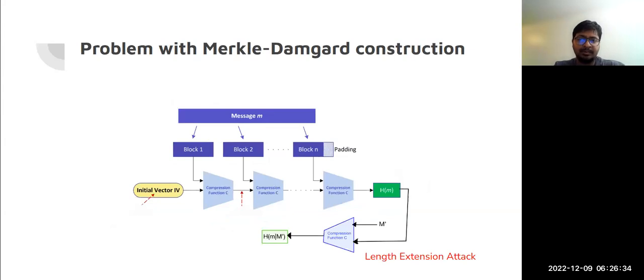So what is the problem with the Merkle-Damgard construction? The problem with this architecture is that an attacker can use the final hash value, which is the hash of K concatenated with M. Using another message, let's say M prime, the attacker can calculate the new hash value, which is H of K concatenated with the original message concatenated with the new message, without knowing the original message itself or even the encryption key. This is known as the length extension attack. So here I have shown how this will work.